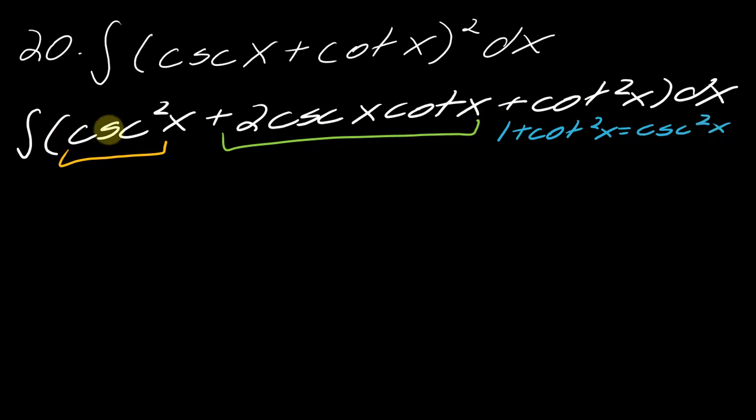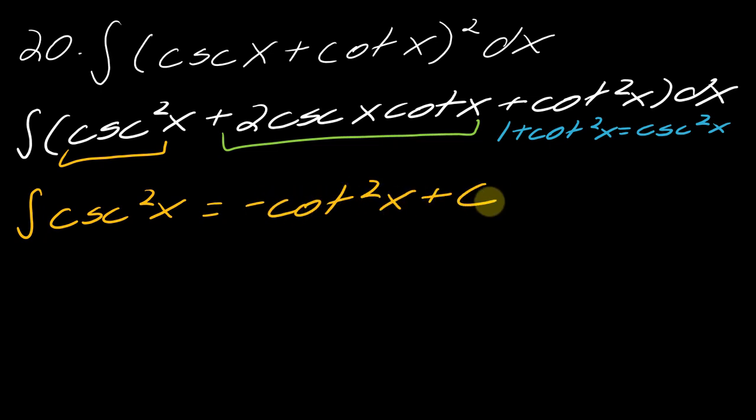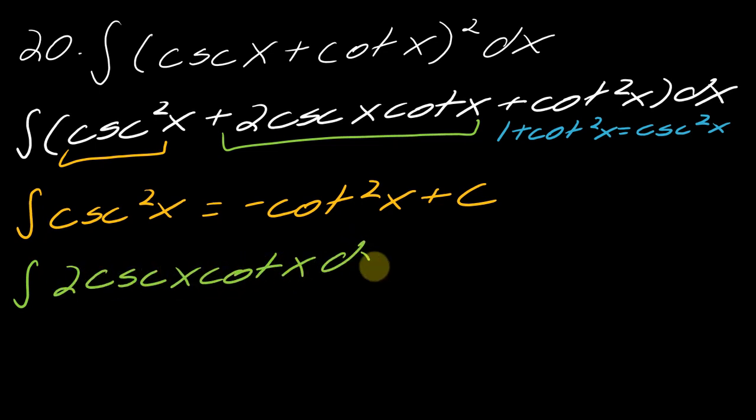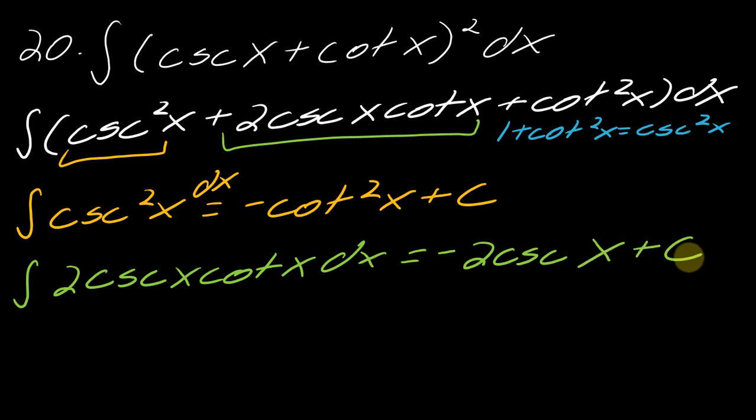Now, these first two parts I can definitely integrate. So for cosecant squared x, this antiderivative is negative cotangent x. And then I'll just keep color coding this. So 2 cosecant x cotangent x dx. Oops, I'm sorry, I forgot the dx in the other one. Okay, so this is negative 2 cosecant x. So those two are no problem.